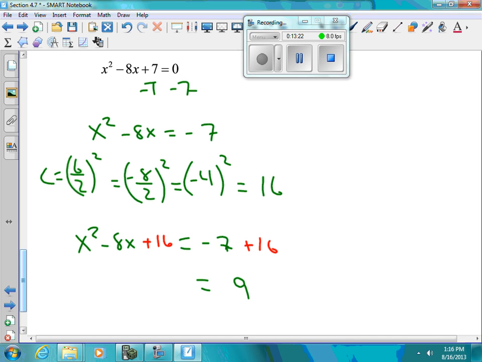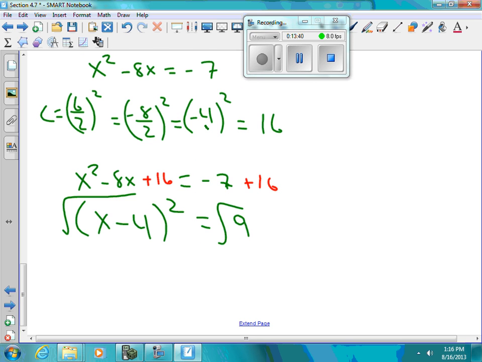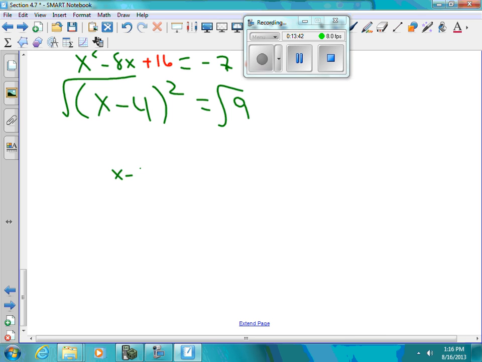Well, we better be able to. Remember, it factors back to this b over 2 term. x plus b over 2. Well, x plus a -4, squared. That's the whole point of doing this. Now, I square root both sides. The square root of (x minus 4) squared is x minus 4. Square root of 9 is 3. Remember, it's plus or minus 3, though. Okay, so then we add 4 to both sides.